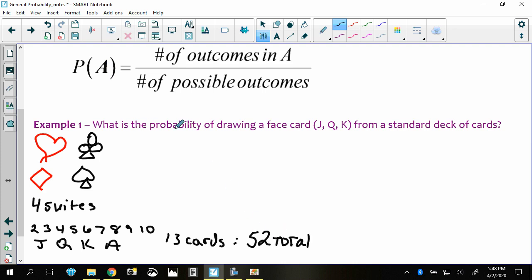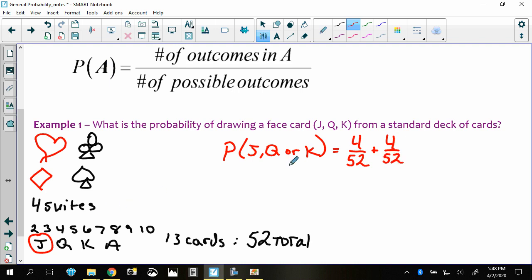Okay, so what is the probability of drawing a jack, queen, or king from a standard deck of cards? Are these mutually exclusive? Yes, because you can't draw a jack and a queen if you're drawing one card. So there are 4 suits, and they each have a jack. So that means there are 4 out of the 52 cards that are jacks. Plus, there's 4 out of the 52 cards that are queens. And there's 4 out of the 52 cards that are kings.